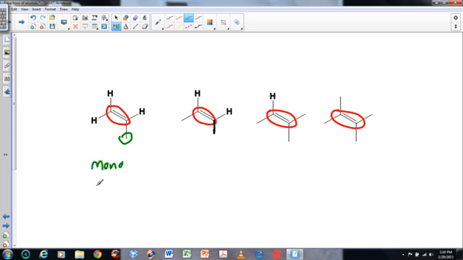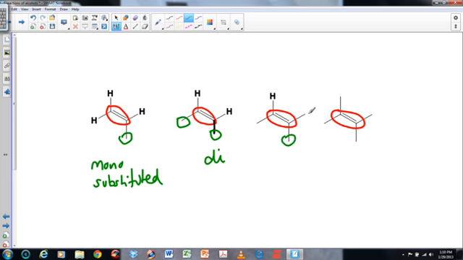This is what's known as a mono-substituted double bond. Here there's 2 carbon groups coming off the double bond, and 2 hydrogens. We aren't counting the hydrogens, we're counting the carbon groups. This is what's known as a di-substituted double bond.